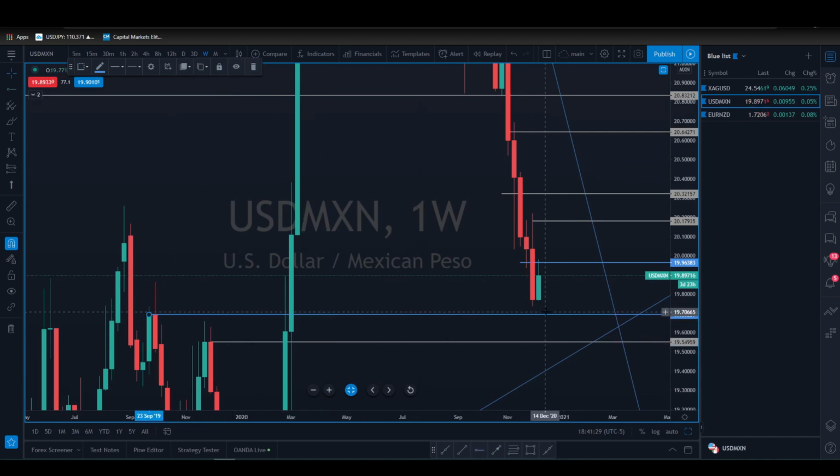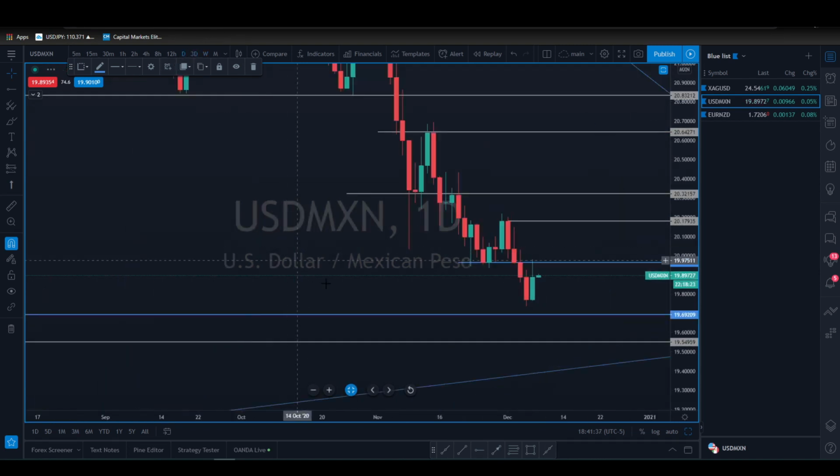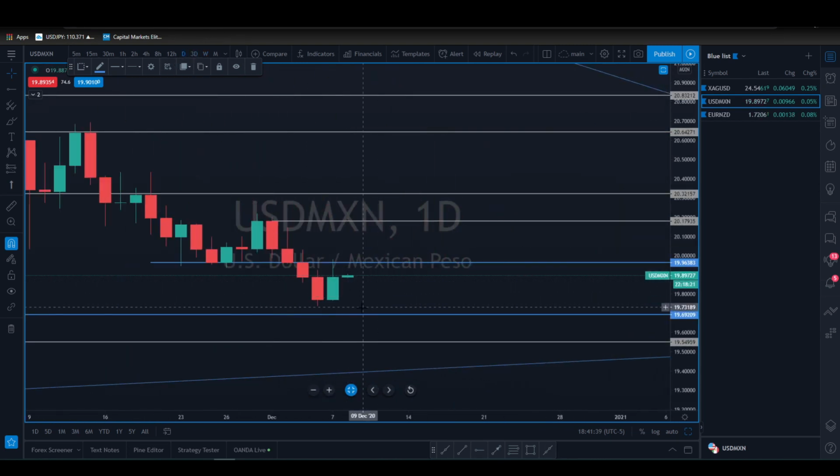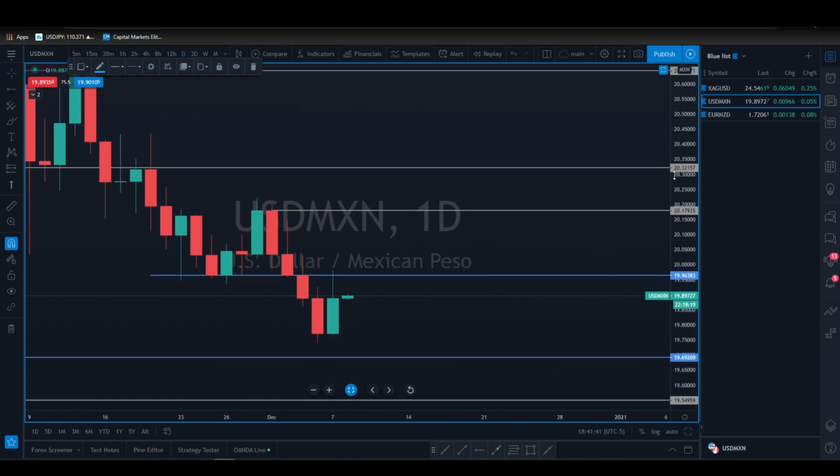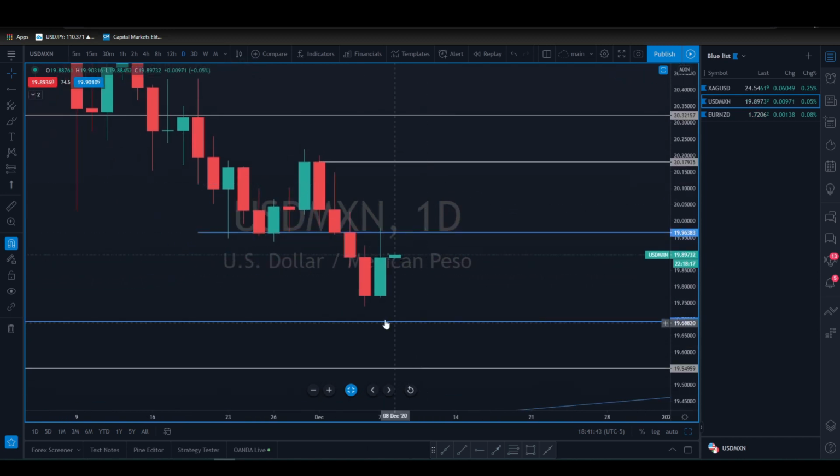Okay, so your next area to look for would be this area here. If I were to get short this pair, I would be targeting this line here, because that's the next market structure we have to get through. Obviously, these two candles are going to hold some market structure and could possibly find support here.